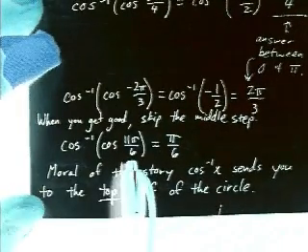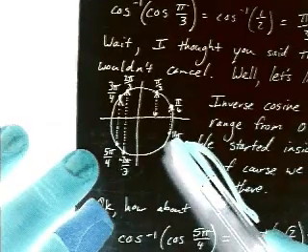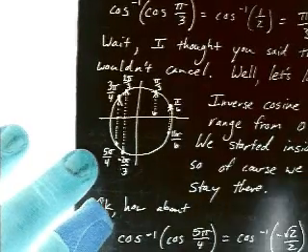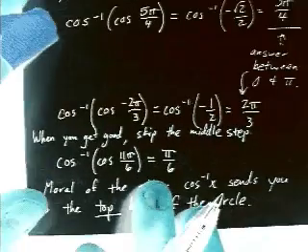11 pi over 6. What happens at 11 pi over 6? Well, if you look back at your circle, here's 11 pi over 6. If you go straight up from there, you get to pi over 6. So that's your answer to that question.